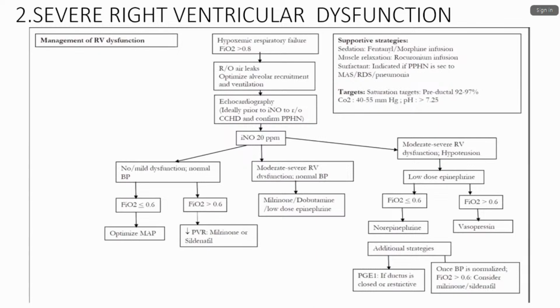In that case, if the FiO2 requirement is less than 60, we manage by just optimizing the MAP. But if the FiO2 requirement is increasing, we can add milrinone because it decreases the pulmonary vascular resistance.